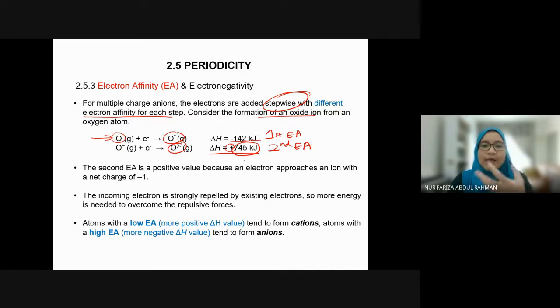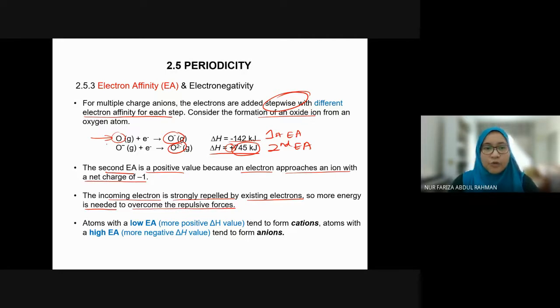Why is this so? Why is it not negative? The first was negative, so why doesn't it stay negative? Why does it become positive here? The second EA is a positive value because an electron approaches an ion with a net charge of -1. The incoming second electron is strongly repelled by the existing electrons, so more energy is needed to overcome the repulsive forces.